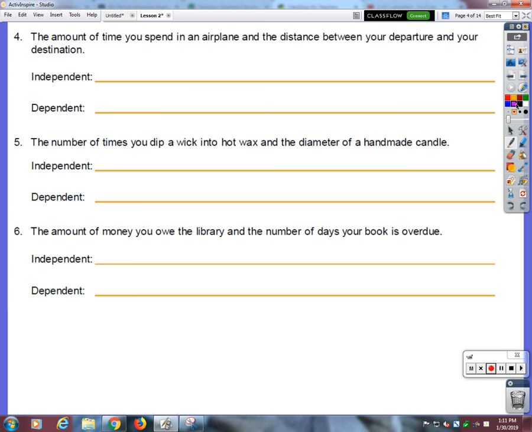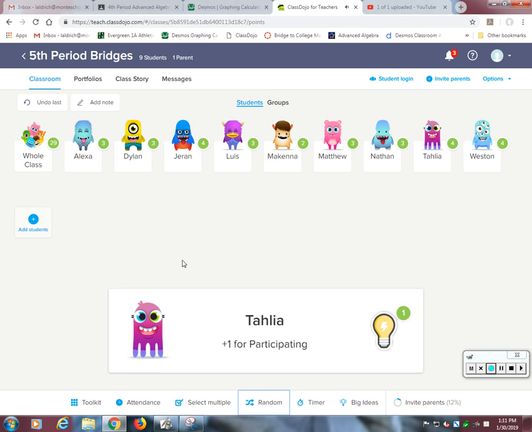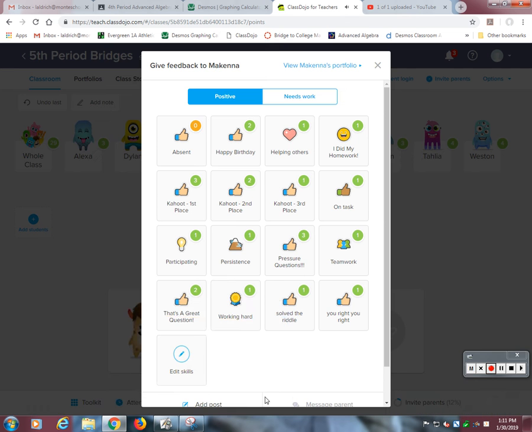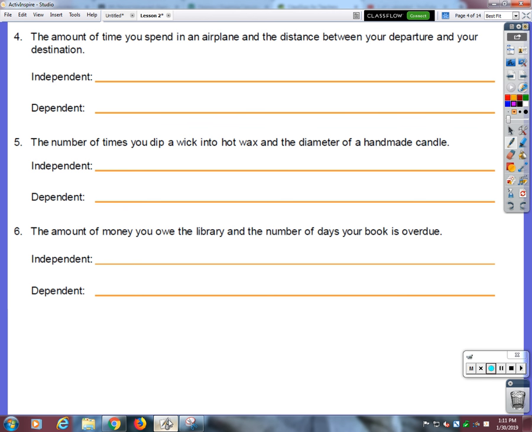Alrighty then. The amount of time you spend in an airplane and the distance that you are flying. Akerna? Yeah, the time that you spend on the airplane depends on how far you're flying. The farther you fly, the more time you have to spend, obviously.